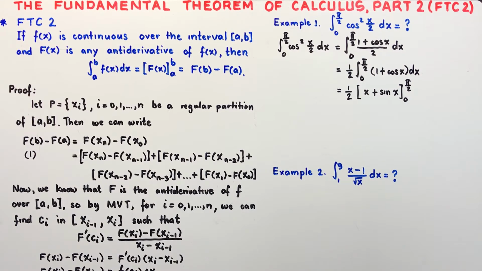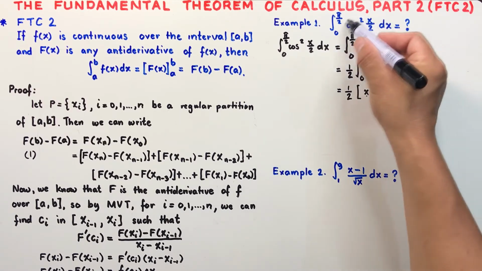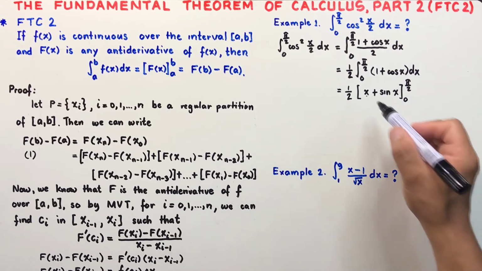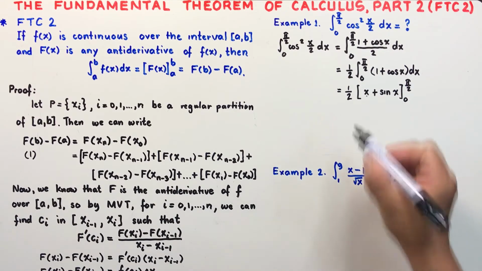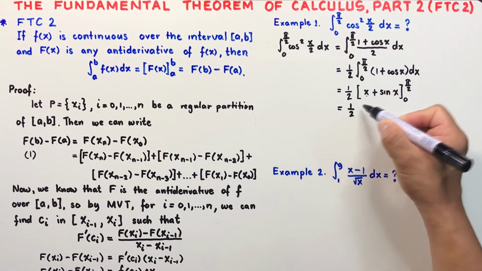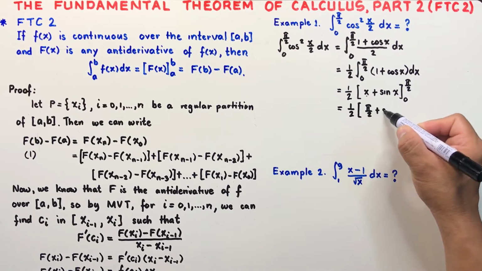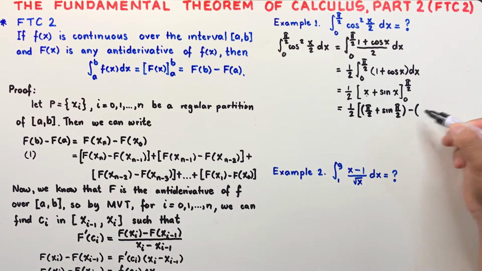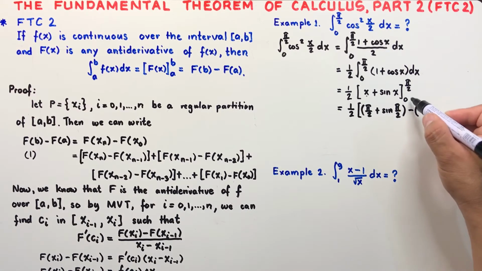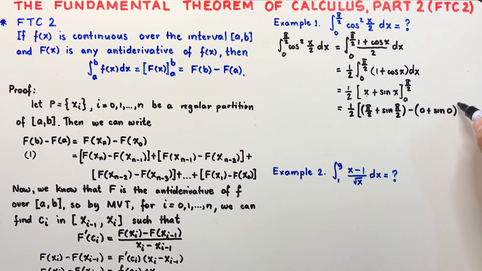And applying the fundamental theorem of calculus part 2, we need to substitute our upper limit into this antiderivative of our original function, minus the antiderivative evaluated at the lower limit 0. So we have 1/2 times, when you substitute, pi over 2 plus the sine of pi over 2. And this whole expression will be subtracted by the function evaluated at 0. So we have 0 plus sine of 0.